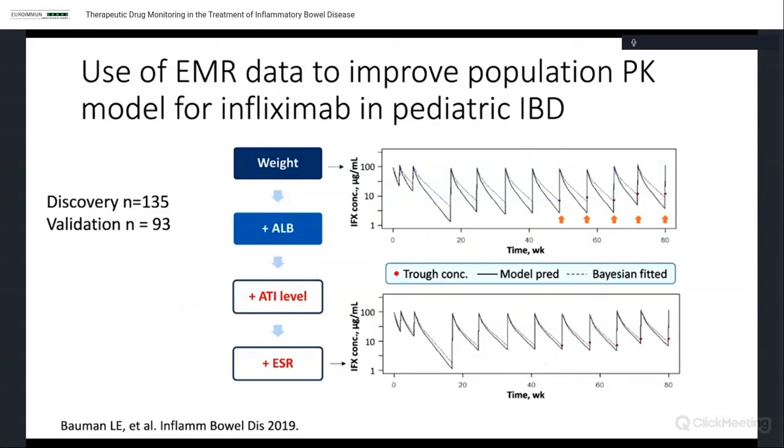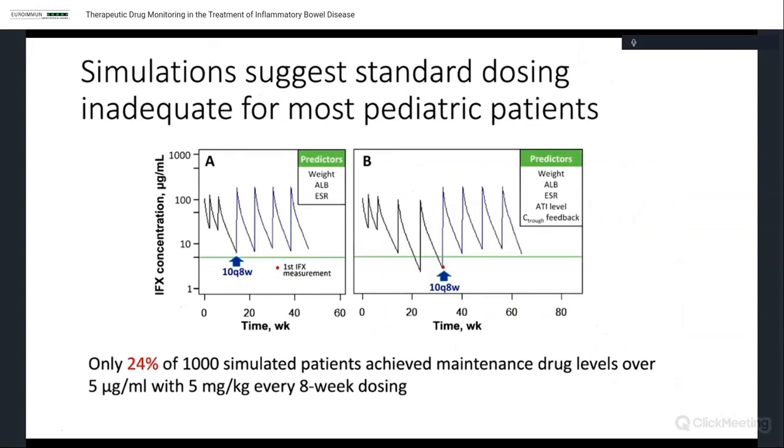And so then using these models, we could simulate exposure for 1,000 patients. And we found that using these simulations, we could only expect about 24% of patients to achieve maintenance trough drug levels of 5 micrograms per ml, which we considered to be a target level, with the standard dosing of 5 mg per kg every 8 weeks. And so what we're learning here is that standard dosing may not be sufficient for all patients.